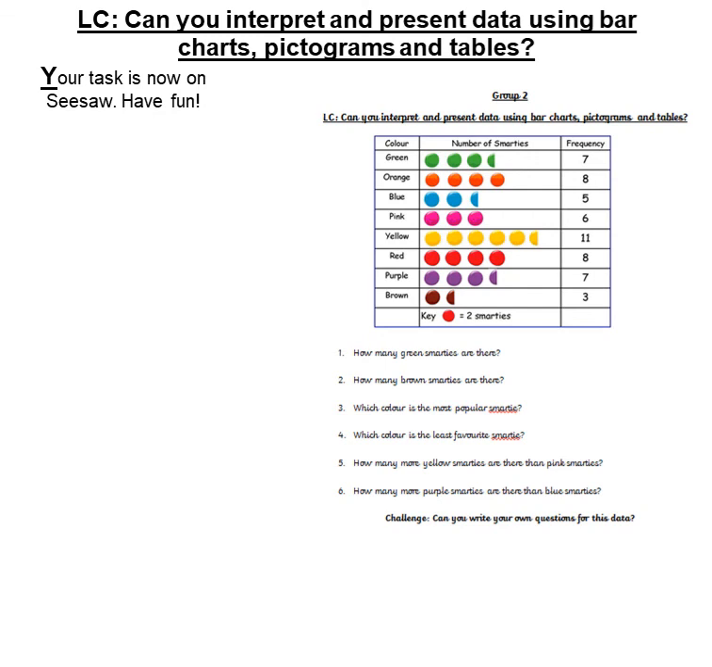So the first question says, how many green Smarties are there? Now I could count in 2s because I know that each one Smartie represents 2. So I'm going to count the green Smarties in 2s. 2, 4, 6. Now I've got half a Smartie, and if half a Smartie means that it represents 1 person, I just need to do 6 plus 1 equals 7. Okay, excellent. Right, have a work through the other questions, and then for your challenge, can you write down your own questions about this data?